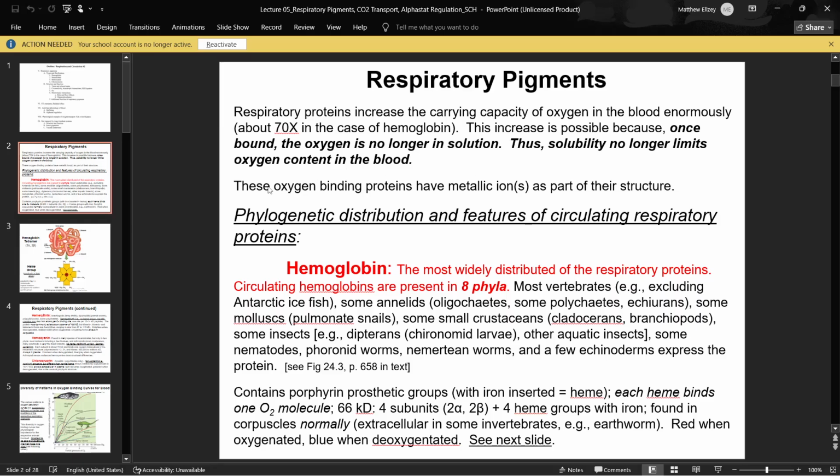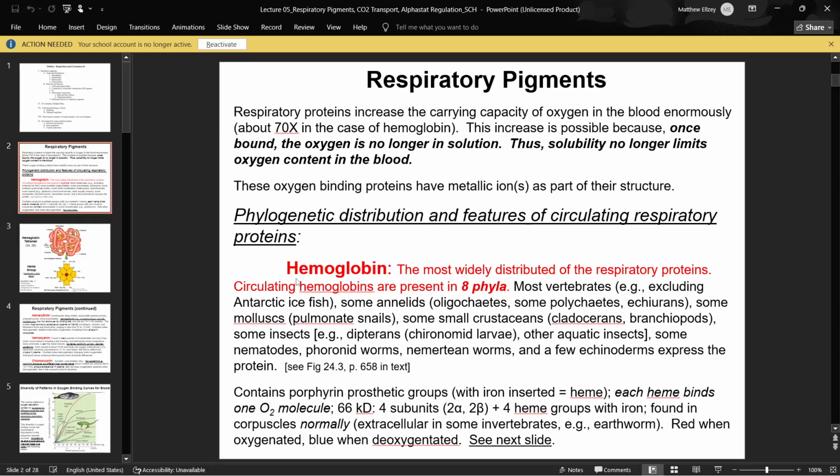The main thing to note is that these binding proteins for oxygen have metallic ions as part of their structure. Now, there are multiple different respiratory pigments distributed across different animals, and the features are a little bit different, but they all have the same idea.